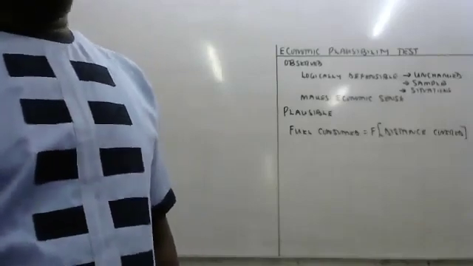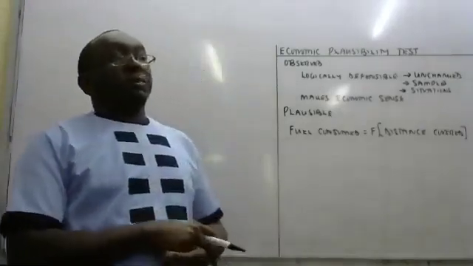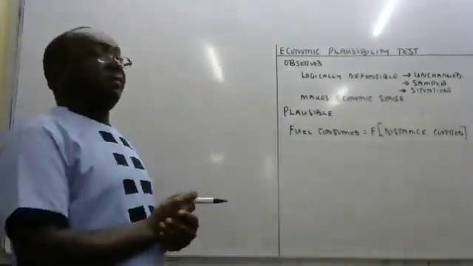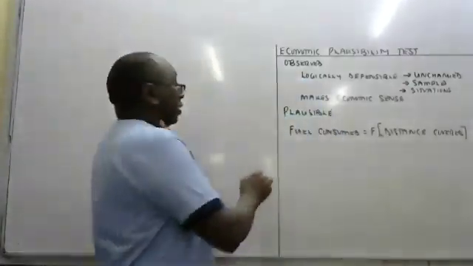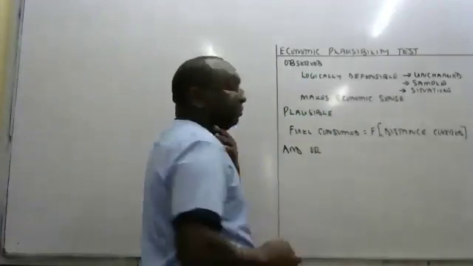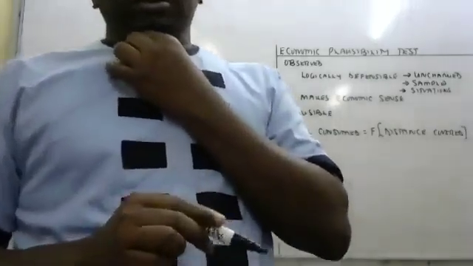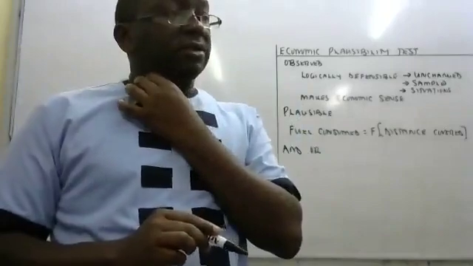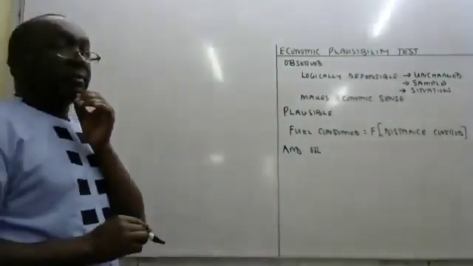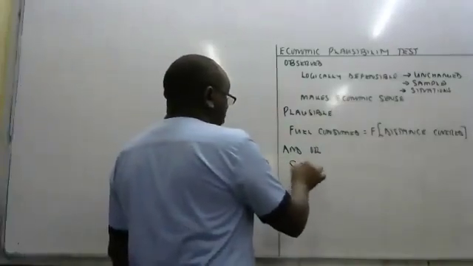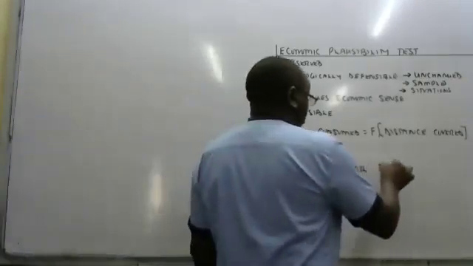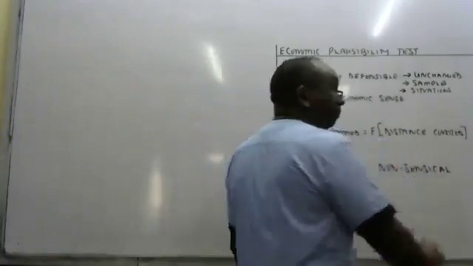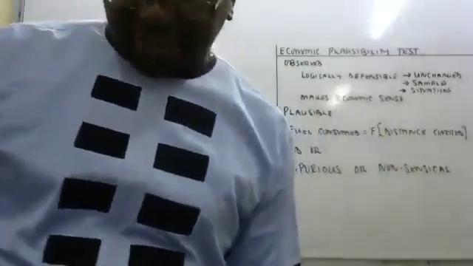Then down there you write that if a relationship is not logically defensible and or does not make economic sense, it is called spurious or nonsensical.